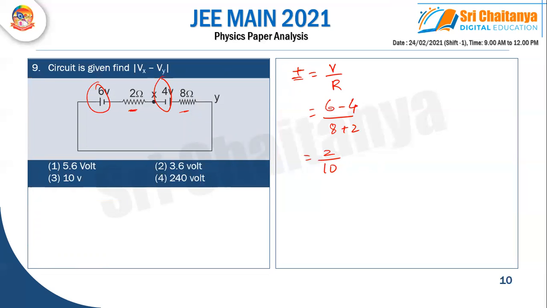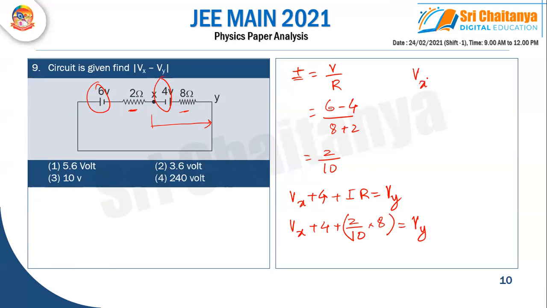Where I apply the sum of potentials from here to here, I'm going to get Vx plus 4 volts. Now we are going from negative to positive terminal, and for that reason I have taken plus 4, and plus IR I'll take is equal to Vy. I put the potential at Y. So now Vx plus 4 plus I, which is 2 by 10, and the resistance is 8 here, is equal to Vy, and he's asking us to find Vx minus Vy.